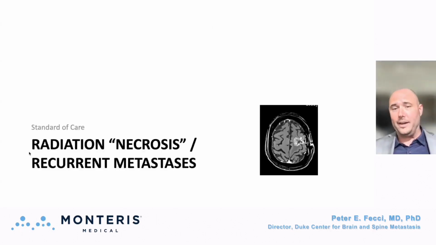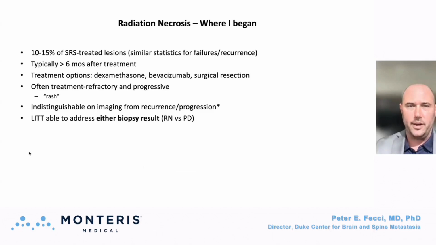However, that calculus changes substantially when we move into the area of radiographically progressive metastatic disease after treatment, which of course includes both radiation necrosis and truly recurrent metastatic lesions. Radiation necrosis, let's talk about that first. This is where I began. That's going to be, again, about 10 to 15% of your SRS-treated lesions. Similar statistics for true failures and true recurrence, again, about 10 to 15%.